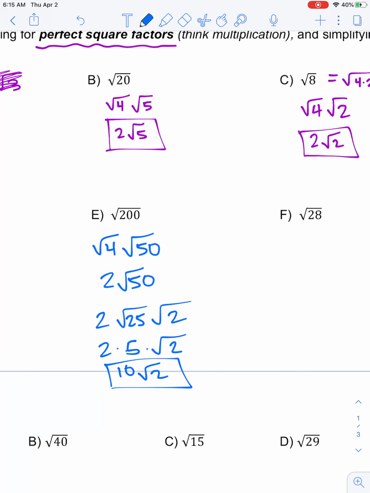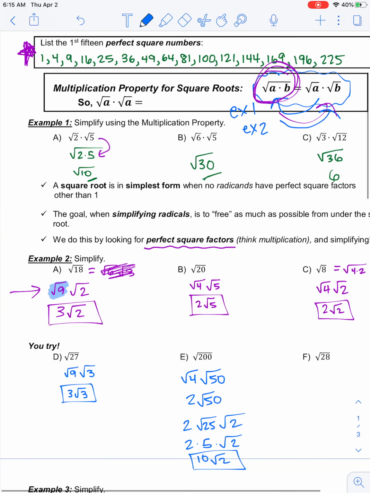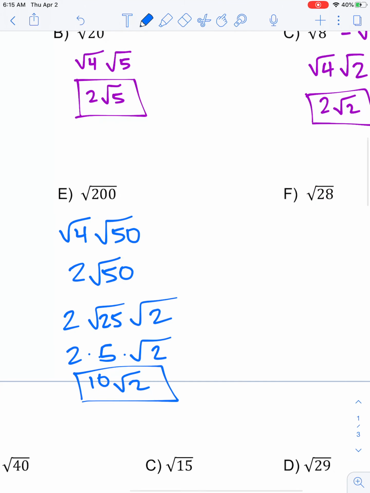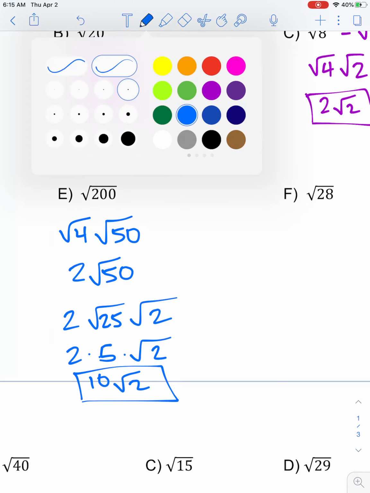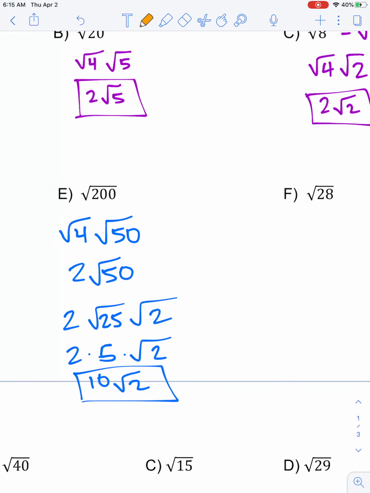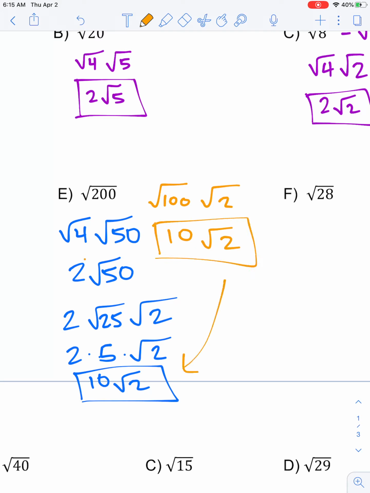My point here is, if you don't pick the biggest perfect square factor right away, that's okay. You can still keep going and get to the correct answer in the end. But there's a quicker way of doing this. If right away we recognize that 100 is a factor of 200, and 100 is a perfect square from our list above, then instead of using 4 and 50, I could do 100 and 2, root 100, root 2. Root 100 is 10, and then I have root 2. And look how much faster it was to get the same answer.